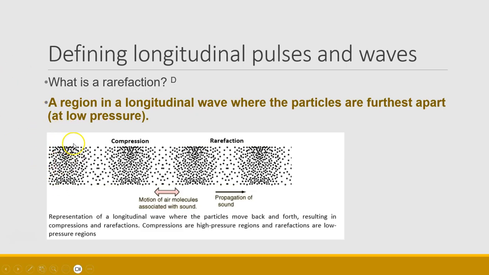Now, these particles over here are going to push forward on the particles next to them, which creates a low pressure region behind those particles. So it's just like a domino effect, but where the dominoes move forward and compress, the areas behind them rarefact, meaning that they create a low pressure region with fewer particles.